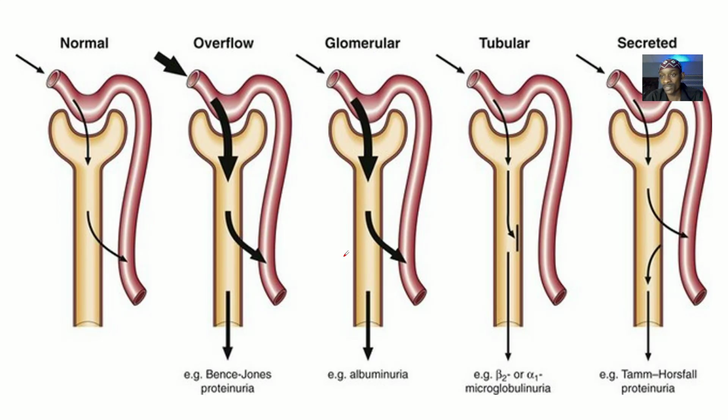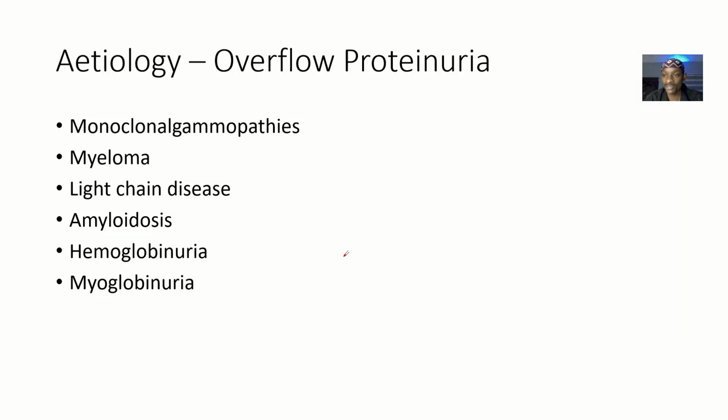Overflow proteinuria occurs when the plasma concentration of low molecular weight proteins goes beyond the tubular capacity to reabsorb them. Now, quickly talking about the causes, it could be due to monoclonal gammopathies, myeloma, light chain diseases, or amyloidosis.